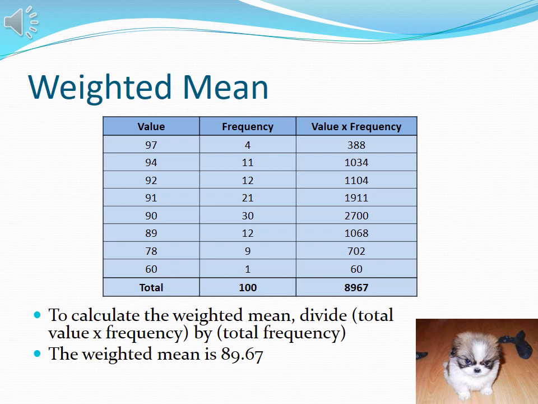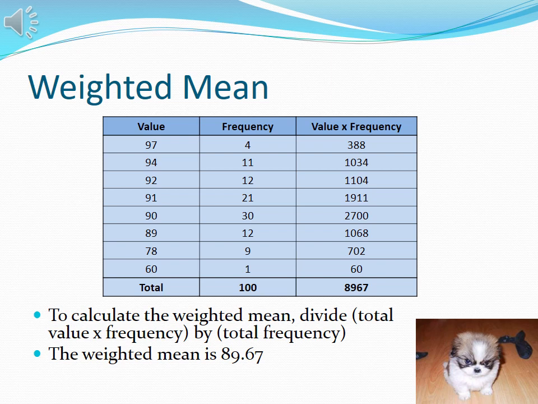As I said on the previous slide, essentially what we're doing here is taking a certain value, for example, 97. If it occurred 4 times, what we're doing is 97 times 4 and getting the value times frequency score. This might be something that I would utilize, for example, when looking at the weighted mean of a class average on an exam. So if there are 4 people that got a 97, 11 people that got a 94, 12 people that got a 92, and so on and so forth, I could actually look at the weighted mean for the class.